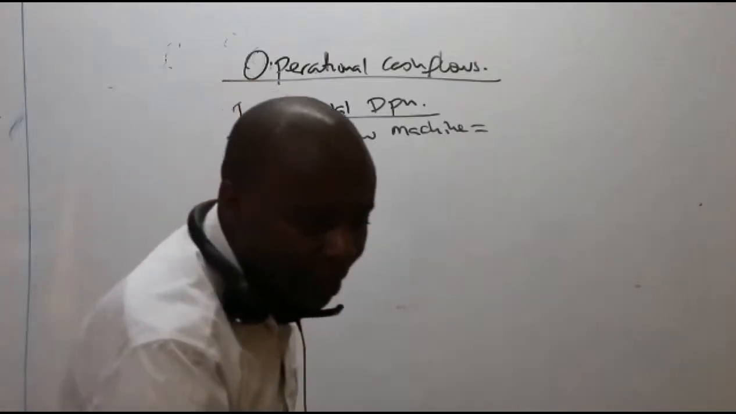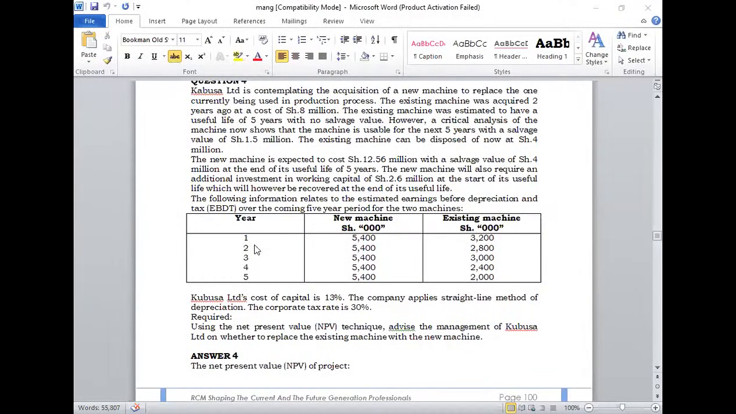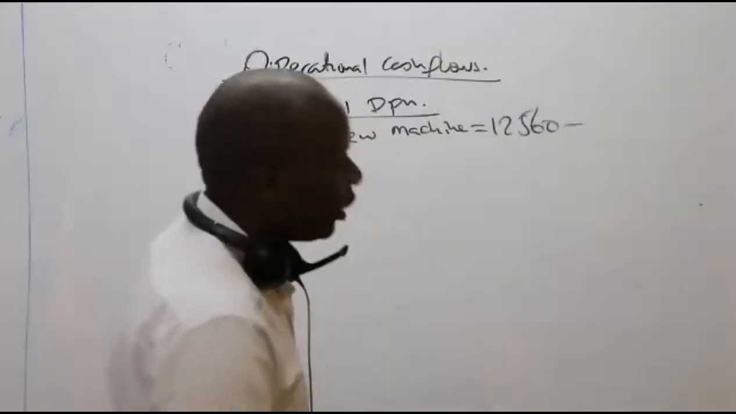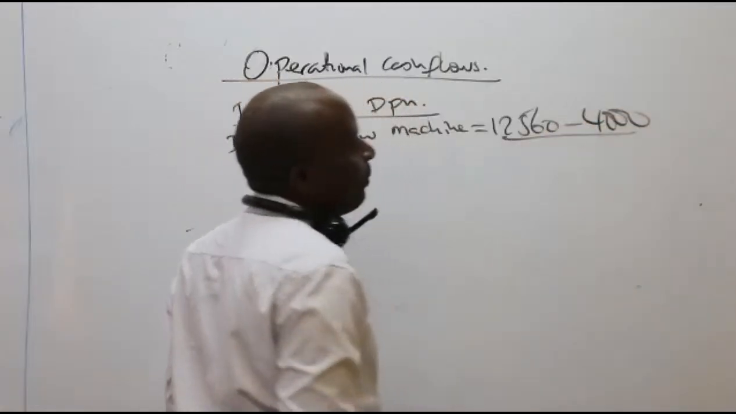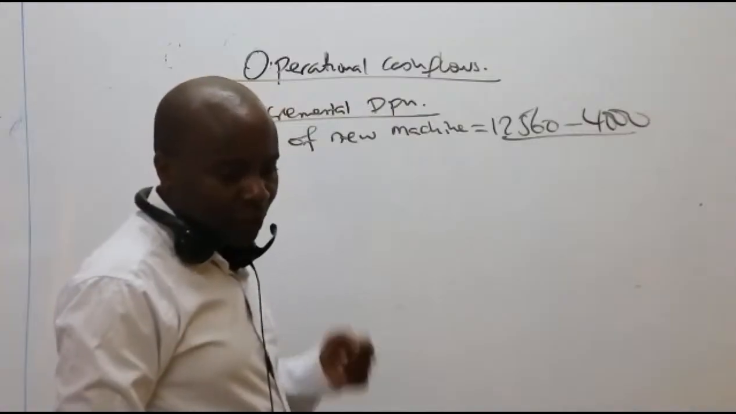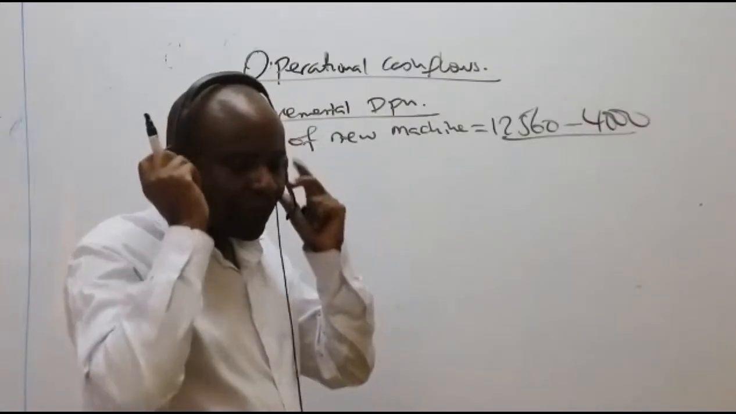The cost of the new machine, let me just share this very fast, here is 12,560. So 12,560 minus its scrap value. Scrap value is 4,000, 4,000,000 for our case because we are cutting 3 zeros. So 4,000 divided by number of years, ambazo ni ngapi? What do we have as our number of years?